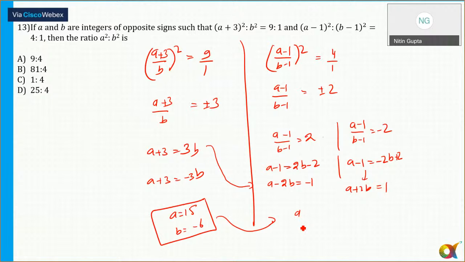So A square by B square is equal to 15 upon minus 6 whole square, which is equal to 25. I don't think it can be solved with the help of the options. It's better to solve by solving the equations here. Is that clear? So slightly lengthy.